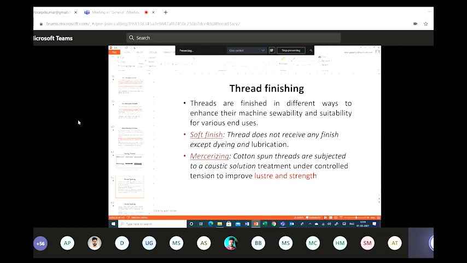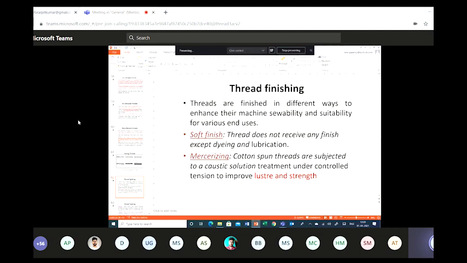It has to be hydrophobic, right? Otherwise the water may go through the thread. Though the fabric may be good, the thread you have selected is hydrophilic. So you try to give a hydrophobic finish so that it will have anti-wicking properties.